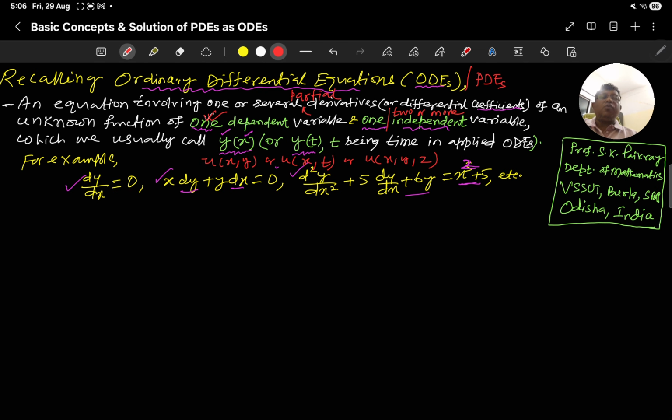So you see, here we have more than one independent variable, but the dependent variable is only one, right? The dependent variable is only one. So this is the difference between ordinary and partial differential equations. Very small change. One dependent variable in both the cases, two or more independent variables, and it involves the partial derivatives of the dependent variable with respect to the independent variables.